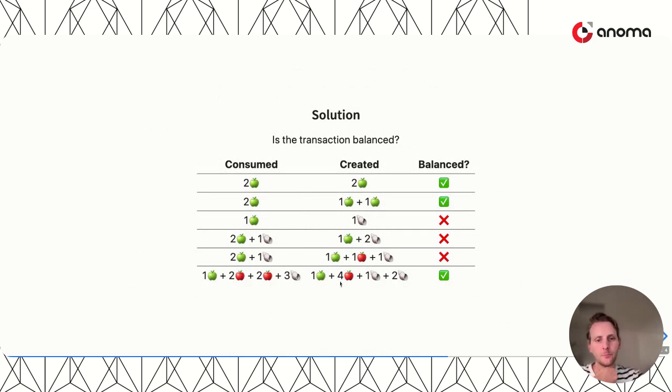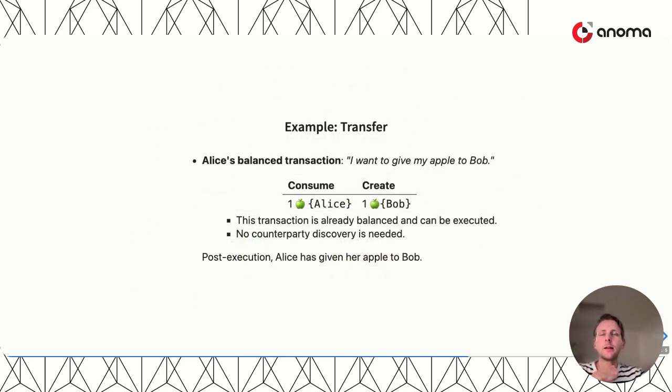Let's look at the example of a transfer. So let's say Alice owns an apple and wants to give it to Bob. And the transaction that corresponds to this statement looks like this. Alice consumes an apple, and with the curly braces, we indicate that she's the owner of this apple. And in this transaction, one apple is created for Bob.